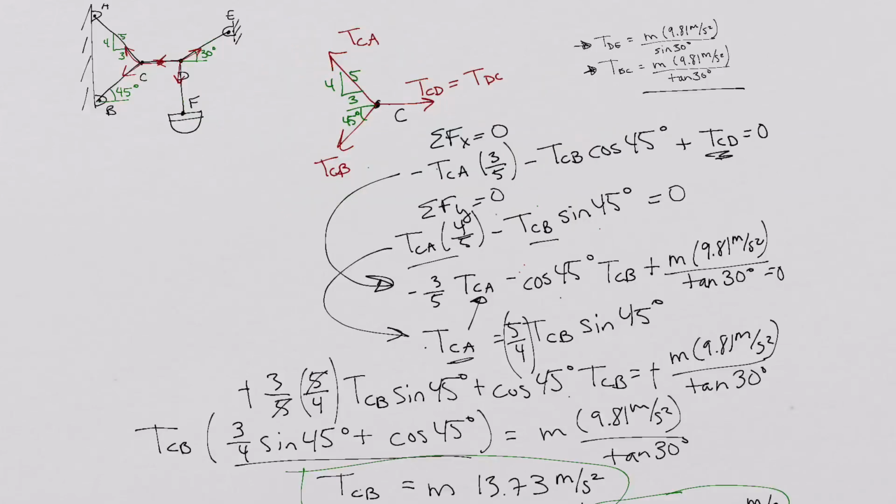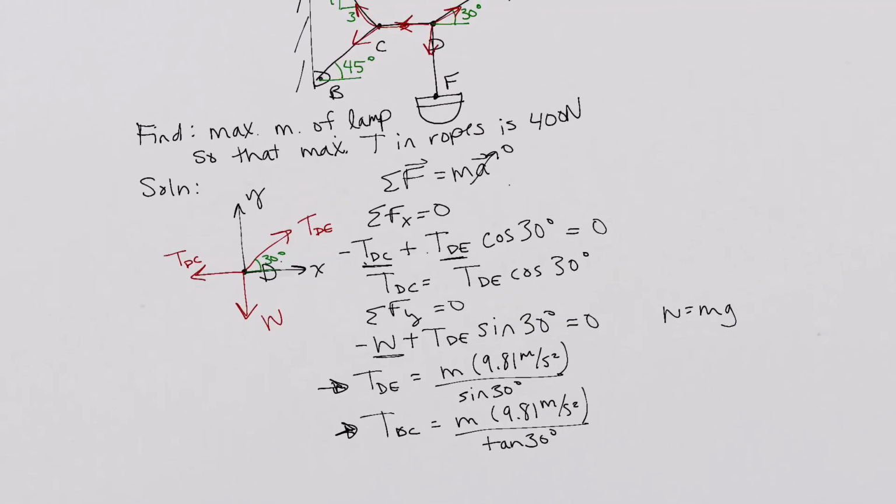So we can always go back to our find just to see what we had put there. Yeah, maximum mass, so that the maximum tension in the ropes is 400 newtons. So that's it.